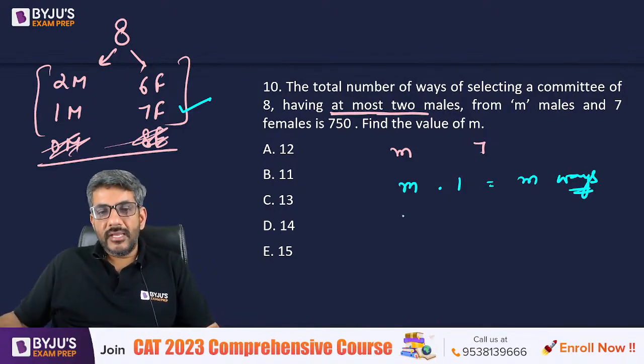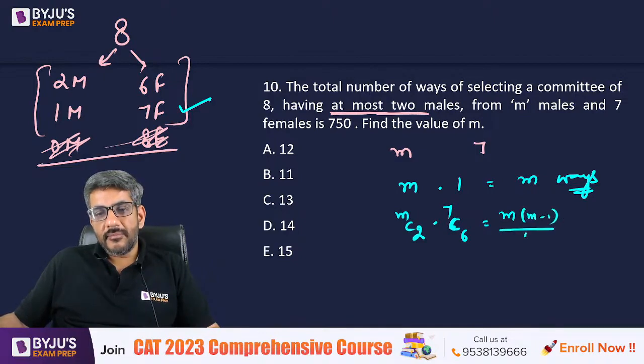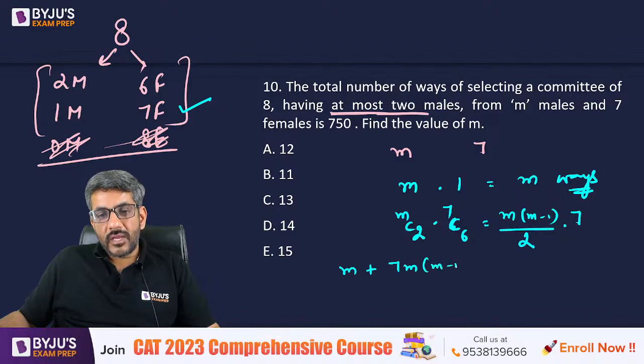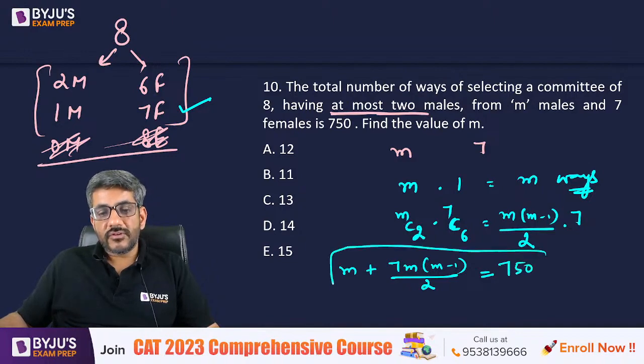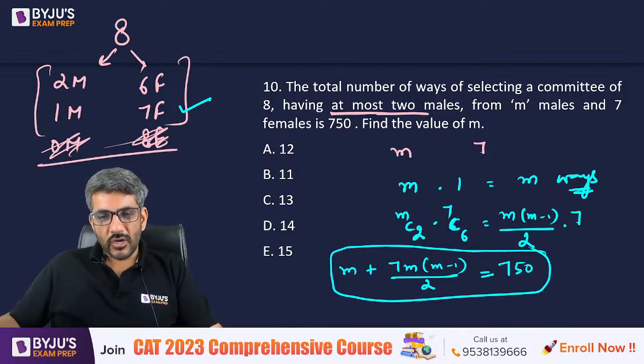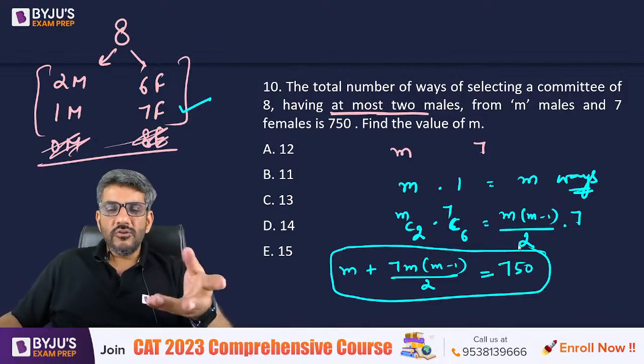And if I have to select 2 males, they can be selected in MC2 ways, and 6 females, they can be selected in 7C6. So now MC2 is M into M minus 1 divided by 2, and 7C6 is 7. That is the total number of ways. So हमारे पास जो total number of ways आ जाते हैं, that is M plus 7M into M minus 1 divided by 2, and this whole thing should be equal to 750 because the total number of ways of doing it should be 750. So either I make a quadratic equation and solve it, or I would say just कुछ values put करके try कर लो.